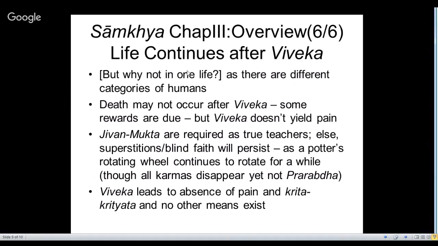Many people have to come. So the sansar goes on, and many people have to come again and again. So that is covered here. Now the question arises: one who has acquired that vivek, will he die or whatever? The statement is death may not occur soon after vivek for the following reasons.